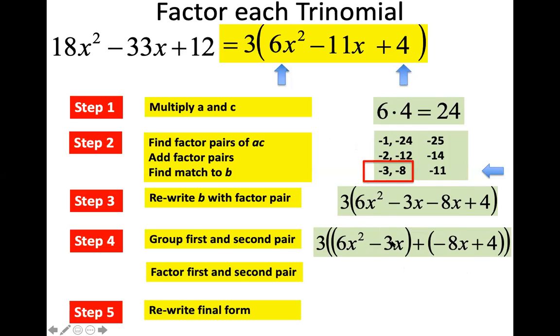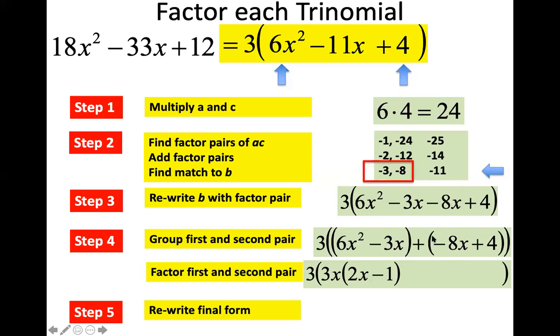Let's see, a 6 and a 3. Well, I can pull out a 3, and remember an x and an x. So if I factor out a 3x from the first binomial, what times 3x is 6x squared? That's 2x. What times 3x is negative 3x? Negative 1. 3x times negative 1 is negative 3x. 3x times 2x is 6x squared.